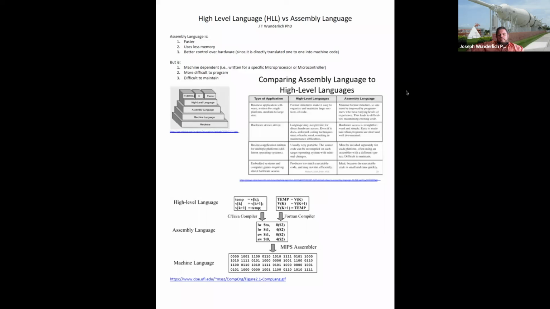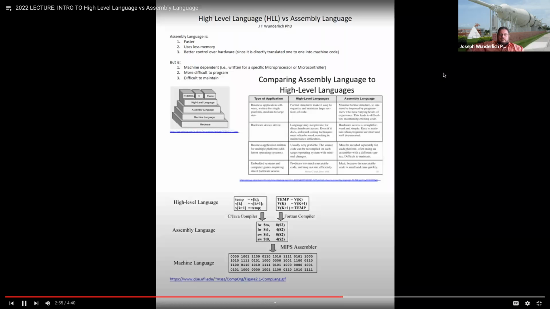You maybe need super fast speed. Maybe you don't even want an operating system. Good luck doing a high-level language without an operating system. Actually, I can think of a case where you could, but assembly language, no. It's meant to be compact, fast. And then down below here, you see some examples of some high-level language, and then assembler, what that looks like.